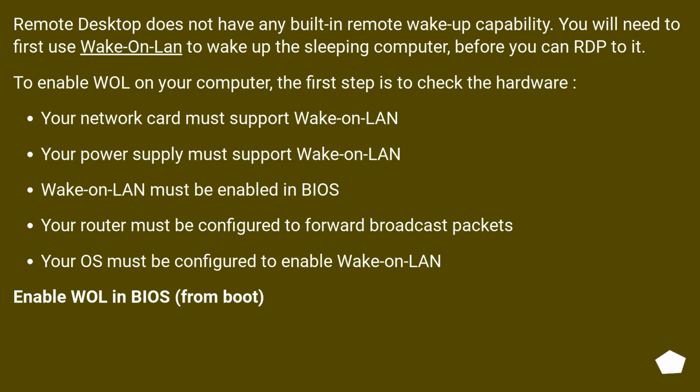To enable WOL on your computer, the first step is to check the hardware. Your network card must support wake-on-LAN. Your power supply must support wake-on-LAN. Wake-on-LAN must be enabled in BIOS. Your router must be configured to forward broadcast packets. Your OS must be configured to enable wake-on-LAN.